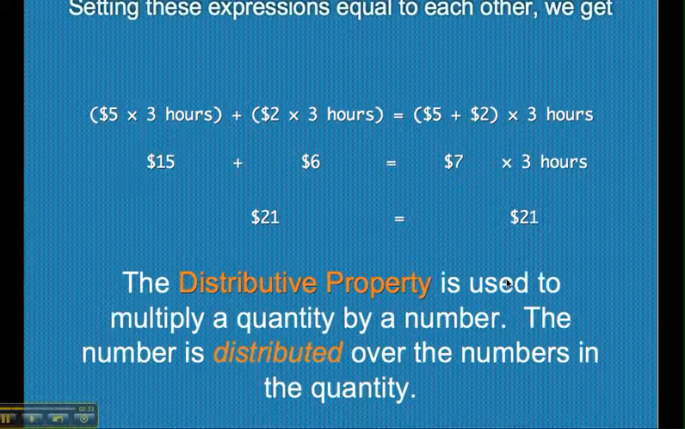What we have here is a very good example of the distributive property, which is used in algebra to multiply a quantity inside parentheses by a single number outside the parentheses. We would say that this number, in this case the number 3, is distributed or given out across the numbers in the quantity.